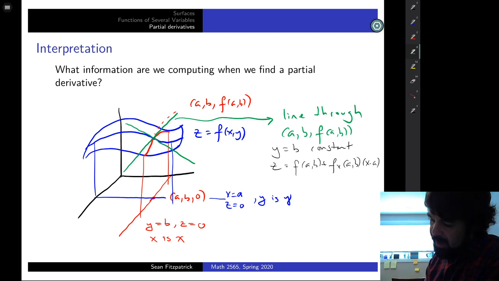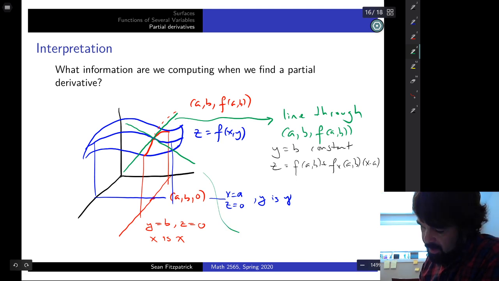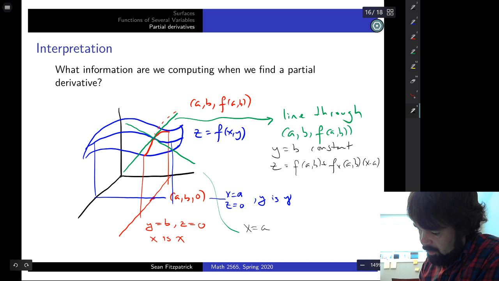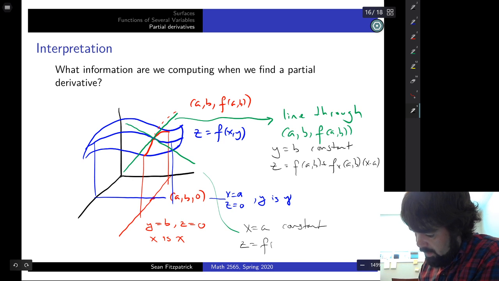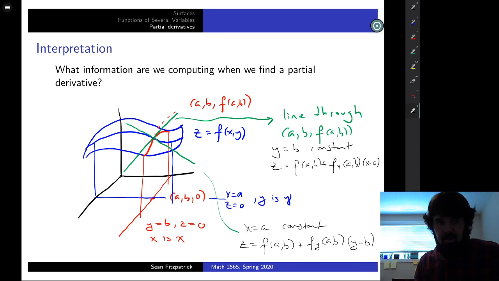And, well, that line passes through the same point, but this time x equals a is constant, and z will be that initial point, f(a,b), plus this time the slope, which is the partial with respect to y, times y minus b. So you can play around, you can check that this works out.